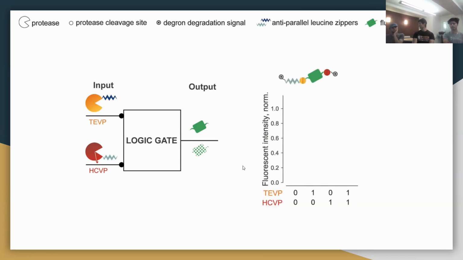This is the new puzzle. So, 0, 0, 0. If you have neither, what do you think will happen? Well, it's going to degrade. Exactly. So no signal. And Colin, how about if you have only the yellow Pac-Man?